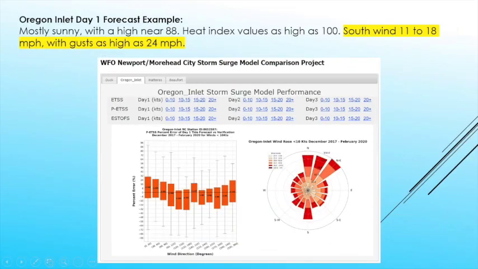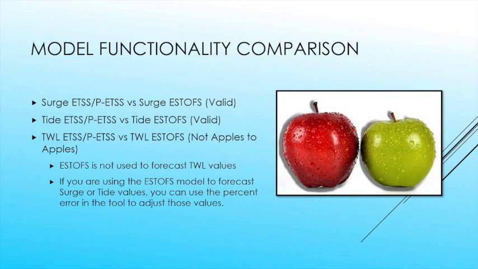Coming to a close here, I want to re-emphasize from a model functionality standpoint that ETSS and the SDOFs both calculate surge values, and they both calculate tide values. However, when it comes to total water level values, the ETSS and PETSS do forecast for that, while the SDOFs does not, because the SDOFs does not include a bias.